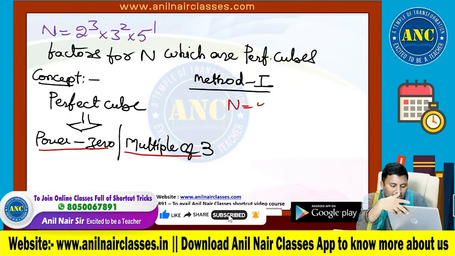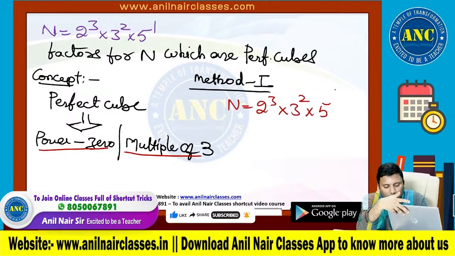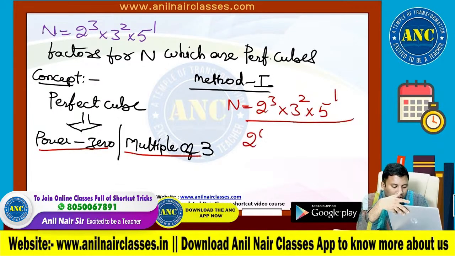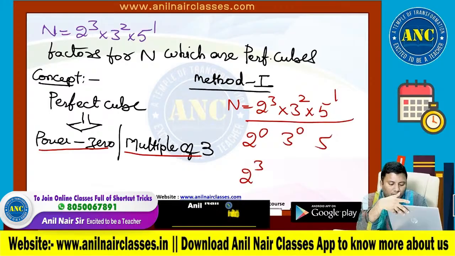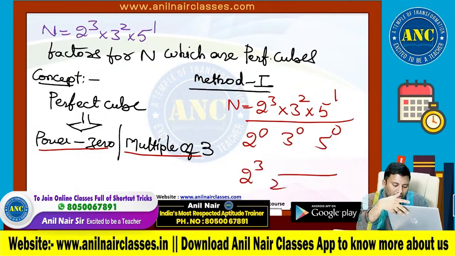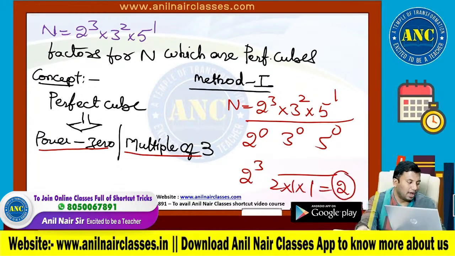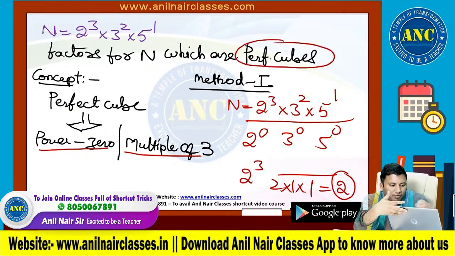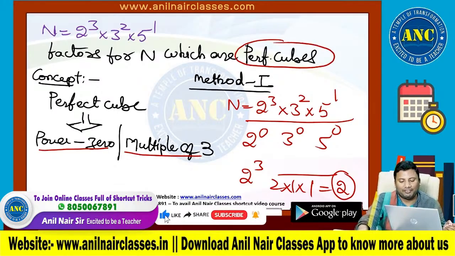So the factors which are perfect cubes, for 2 cube into 3 square into 5 power 1: 2 power 0, 2 power 3; 3 power 0; 5 power 0. 2 into 1 into 1. The answer for this question is 2. Factors for n which are perfect cubes.